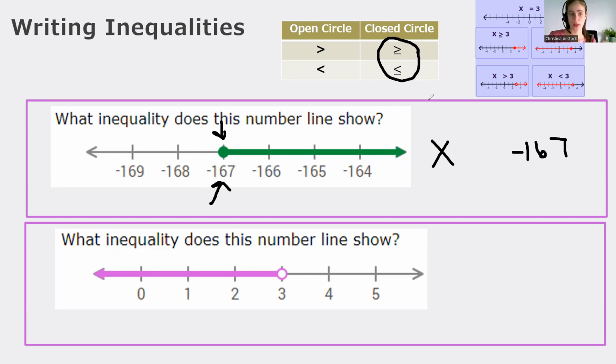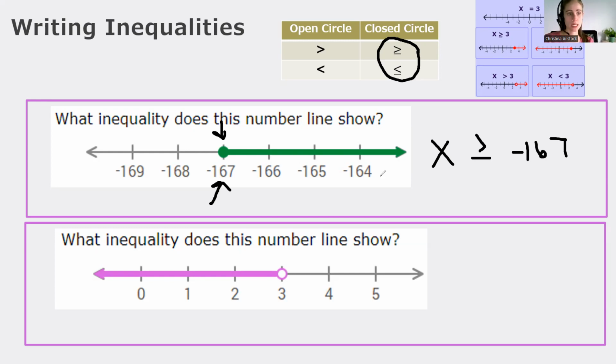So let's check out the way that our line is going. Our line is going to the right. That means it's going towards 0. It is going towards the greater numbers. So if X is greater, the alligator eats the greater number. Here is our greater than symbol. This would be the inequality statement that matches our inequality graph here.